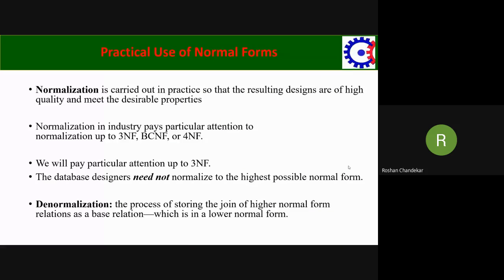So, what is the practical use of normalization? It is used to carry out the practice so that the resulting designs are of high quality and meet the desirable properties. Whatever properties we have been discussing, whatever quality we achieve, we can have all of that in normalization. In industry, particular attention is paid to normalization up to 3NF: first normal form, second normal form, third normal form, and at most BCNF. The fourth and fifth normal forms are used, but very rarely.